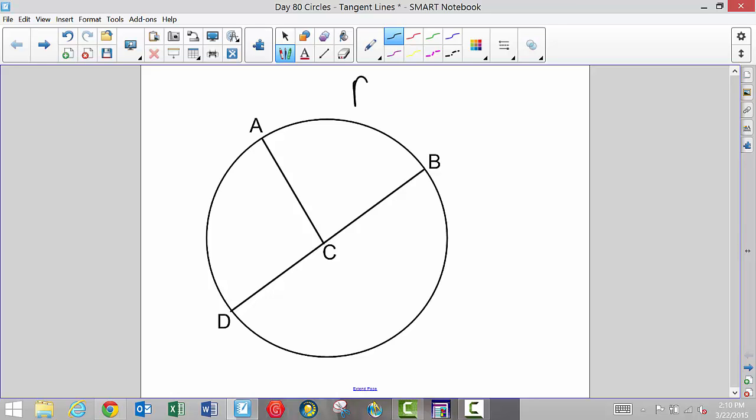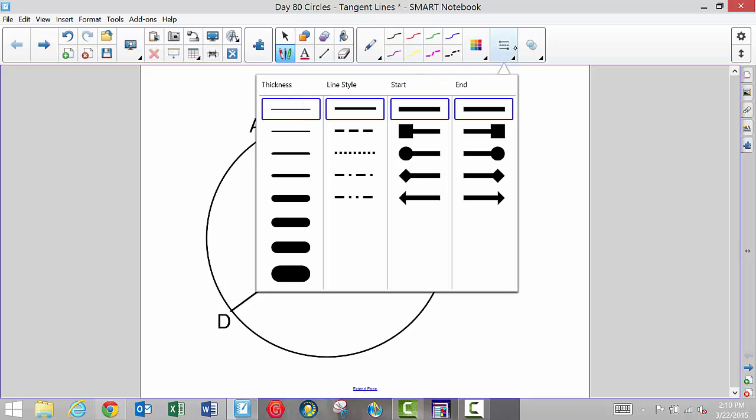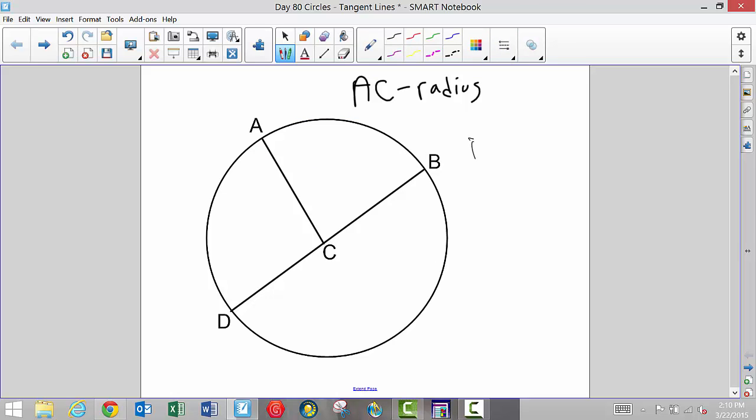Remember that A to C segment is our radius, because a radius goes from the center of a circle to the circle. So center of the circle to the circle is a radius. You should also know what a diameter is. D to B is our diameter, and diameter is a segment that goes from one side of the circle to the other, passing through the center of a circle.